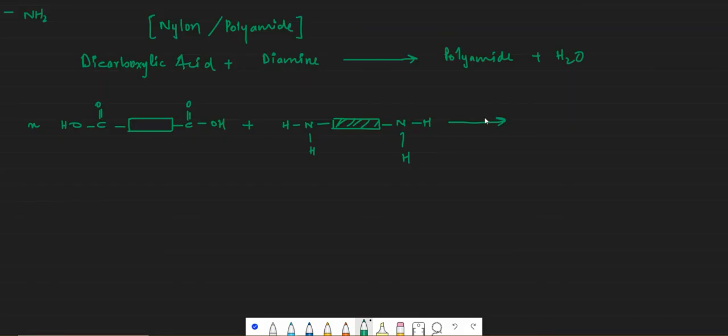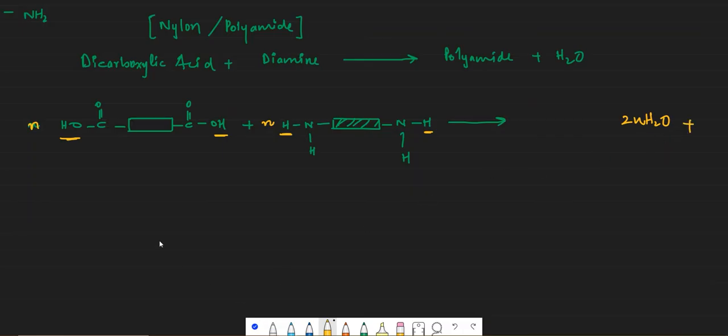How would polyamide be formed? Now, listen carefully. The OH of carboxylic acid and the H of amine react to form water. Okay, if there is one of this molecule and one of this molecule, there's going to be two water molecules formed. But since we are taking n number of this molecule and n number of this molecule, then 2nH2O will be formed along with a polyamide structure.